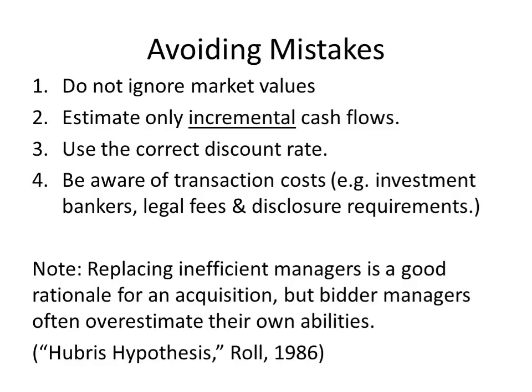Just a side note here, replacing inefficient managers is a good rationale for an acquisition, but bidder managers often overestimate their own abilities. This is what Roll is talking about in his hubris hypothesis paper. That's a paper that you were supposed to read.